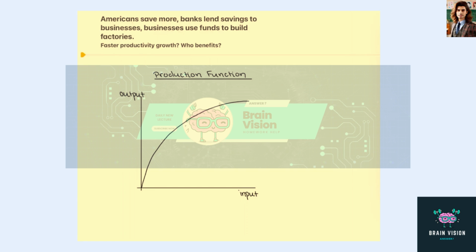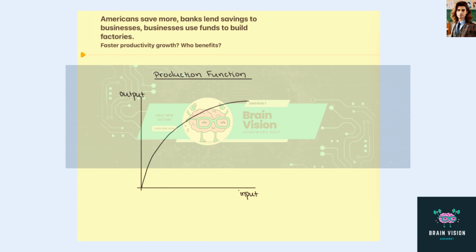Discussing productivity growth, we're going to take a look at the production function in order to analyze this example where we're told that Americans begin to save more. Banks lend these savings to businesses who then use these funds to build factories, and we'd like to know how this might result in faster productivity growth and who might benefit from it.